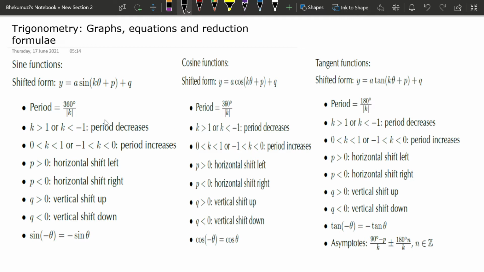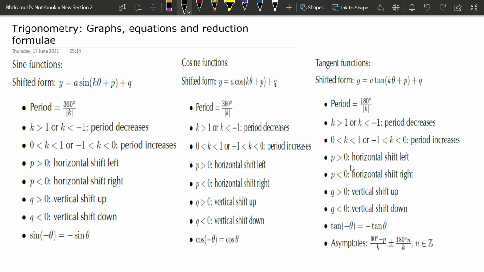But the difference is that the tangent function's period is 180 degrees over k. And this k is a positive k, which is why they put the two lines next to it. So you always use a positive k whenever they put k in absolute value. This means the absolute value of k, so it's a positive k.